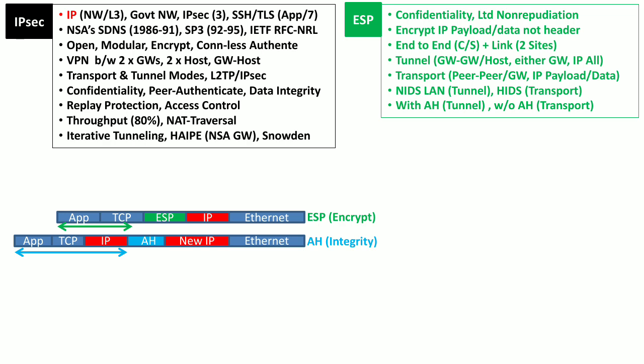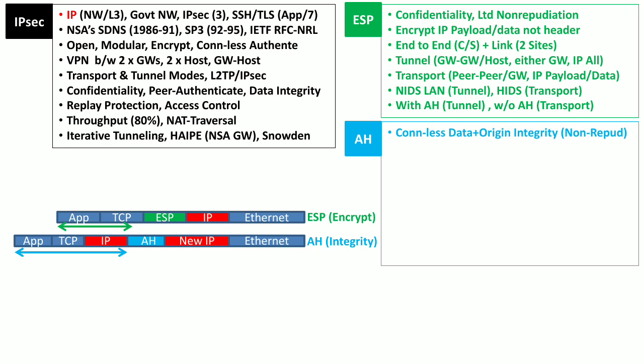Now ESP can be used with authentication header, or it can be used without authentication header. So once it is used with authentication header, it is used in tunnel mode, since authentication header only works in tunnel mode. And once it is used without authentication header, it is used in transport mode.